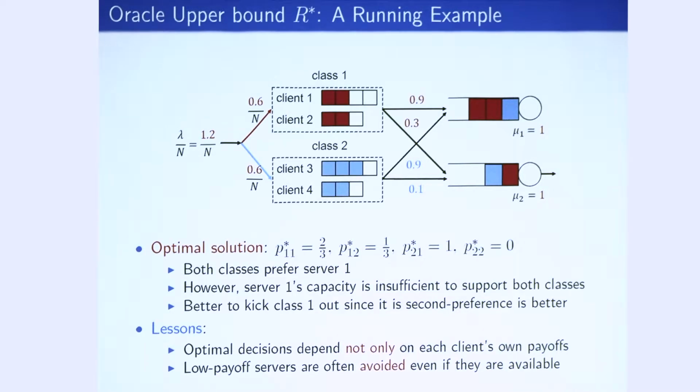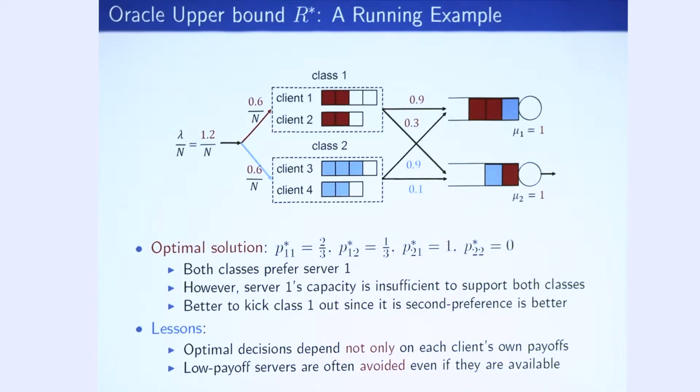The second lesson is that some low payoff servers often need to be avoided, even if they are available. For example, in this example, under the optimal solution, the total arrival rate to server 2 is actually 1/3. So there's a substantial amount of time that server 2 will be available. But according to the optimal solution, you should not assign tasks from class 2 to server 2. So you need to avoid some low payoff servers, even if they are available.